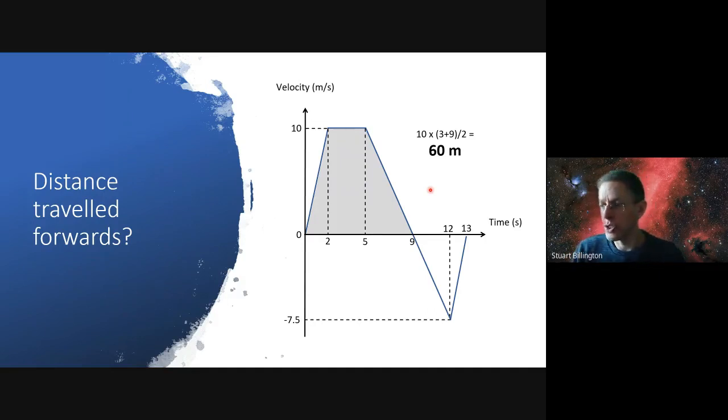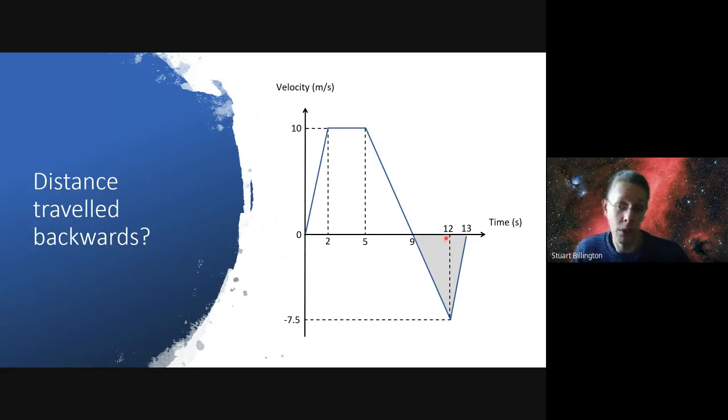Okay, try the triangle at the bottom instead. So the height of this triangle is 7.5. And half of the base is half of 4, which is 2. So 2 lots of 7.5 is 15. Okay, so the top bit was 60 and the bottom bit was 15.